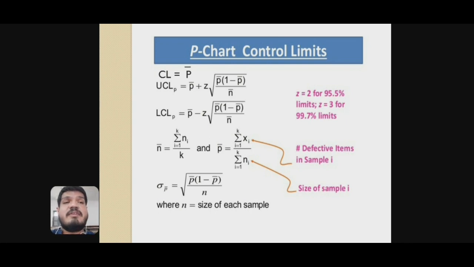So again, let's revise. The P chart control limits can be given as CL, UCL and LCL. CL as p bar, UCL as p bar plus 3 under root p bar into 1 minus p bar upon n bar, and LCL is p bar minus Z under root p bar into 1 minus p bar upon n bar. As you know, the reason I am dictating Z as 3 is because we are taking 99.7% limits, that's why.